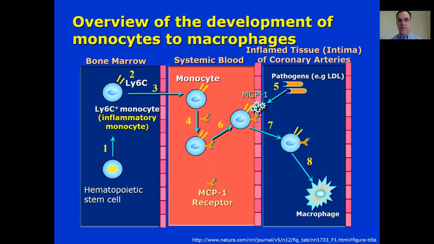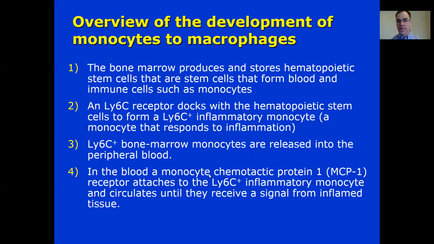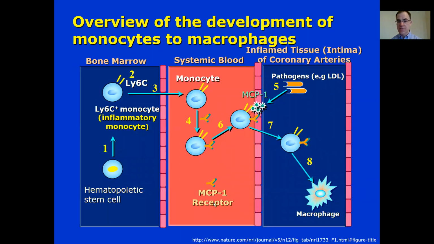Once this monocyte is created, it will make its way out of the bone marrow and into the blood, and then it will continue to circulate in the blood. However, we have this MCP1. MCP1 stands for monocyte chemotactic protein 1. What happens is this protein that's actually made in the bone marrow is secreted into the blood, and it will attach to the monocyte. So now we have a monocyte that has an MCP1 receptor.